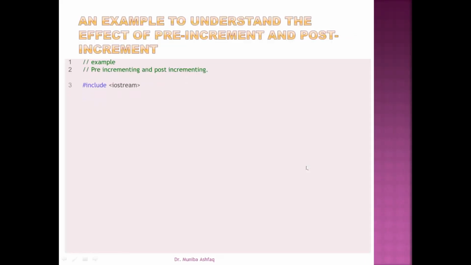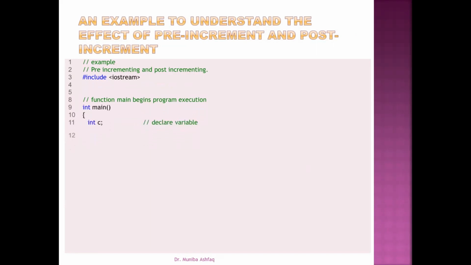You can see that we have the same structure of a C++ program. You have to write #include <iostream>. Then you have to write the main function. It starts with curly brackets, and within these curly brackets you write your main C++ statements. First of all, you declare a variable C, and then initialize it with the value 5.